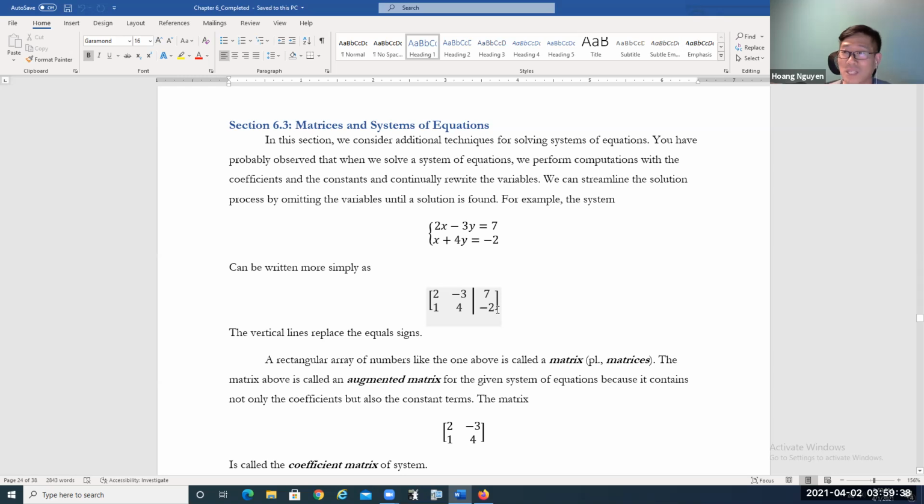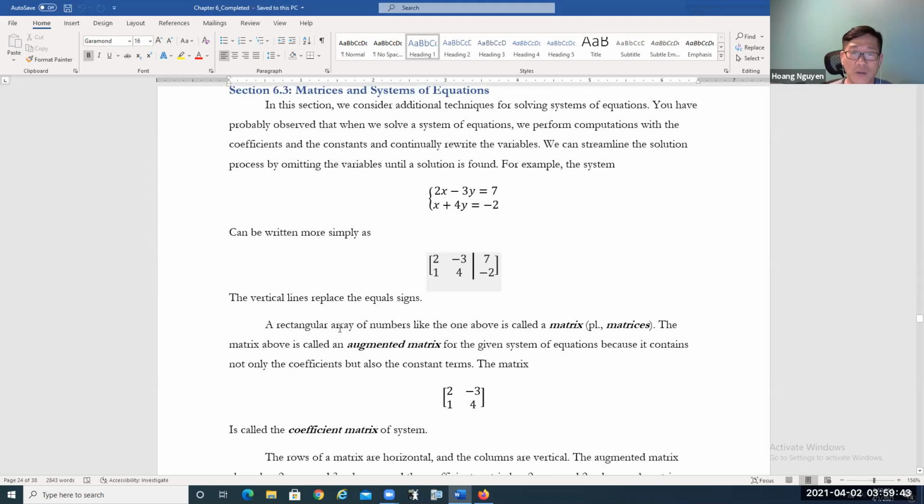So what's the name of this matrix and how do we define a matrix? A rectangular array of numbers like the one above is called a matrix, and the plural is matrices. So this is a rectangular array of numbers: 2, -3, 7, 1, 4, -2. We have two rows of numbers, and this makes up a matrix. The matrix above is called the augmented matrix. So this is the augmented matrix for the given system of equations.